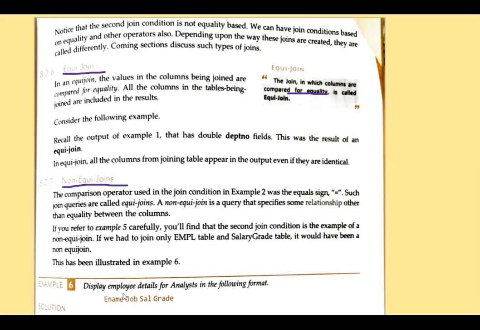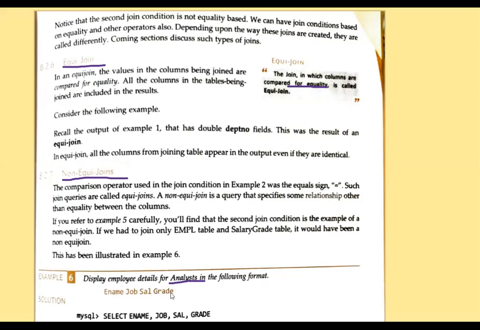Okay, then after this one example was given: display employee details for analysis in the following format. So I'll show you the answer directly. See, they wanted to see e-name, job, salary and grade. Okay, and it is given that for analysis. So these all are the columns that you need to display. So in the select query, you will be writing all these.